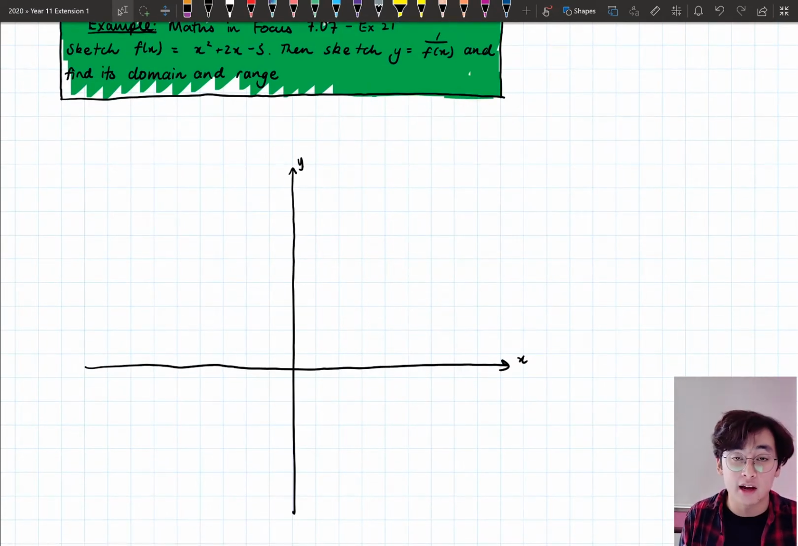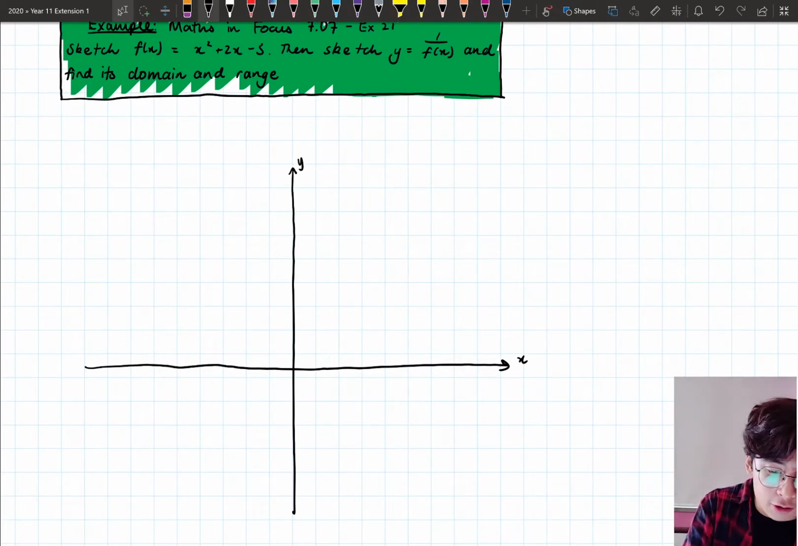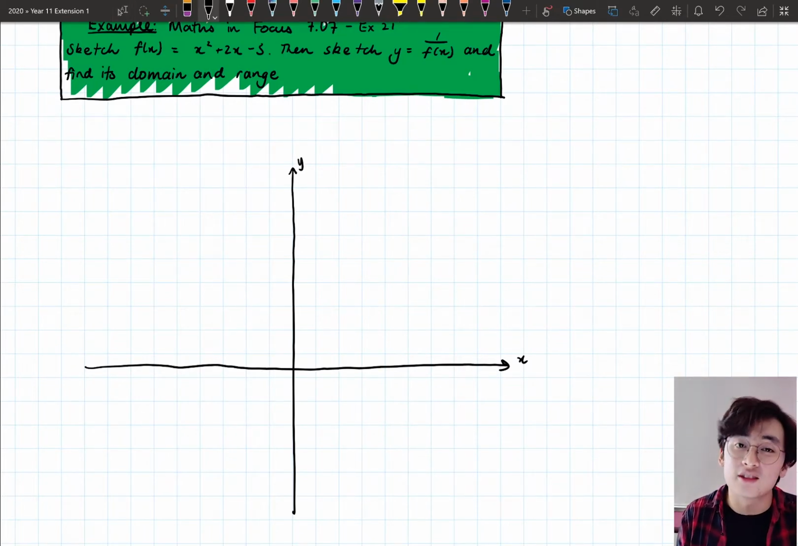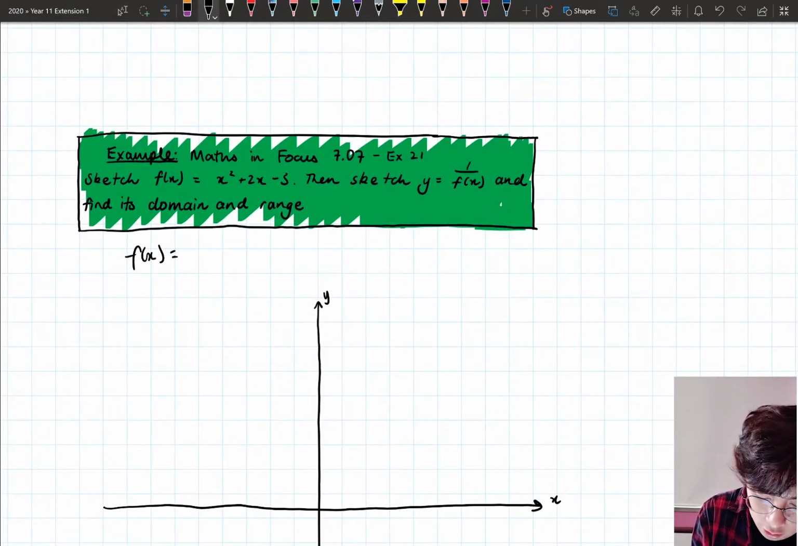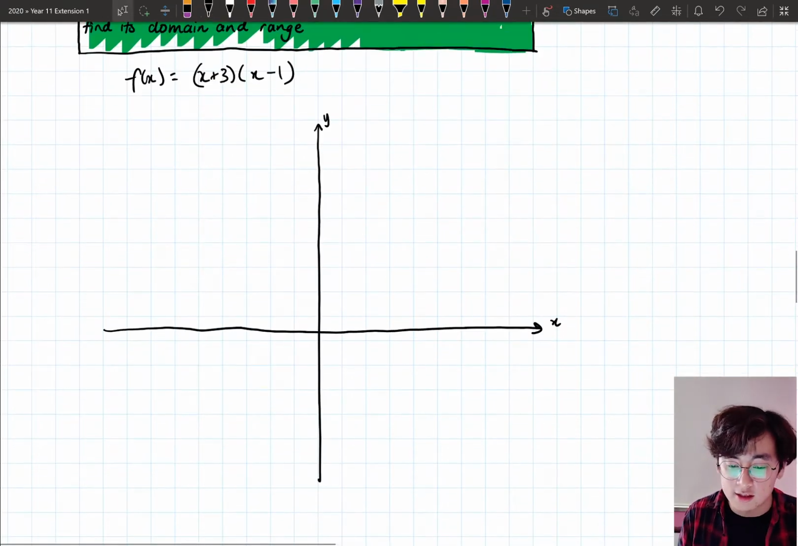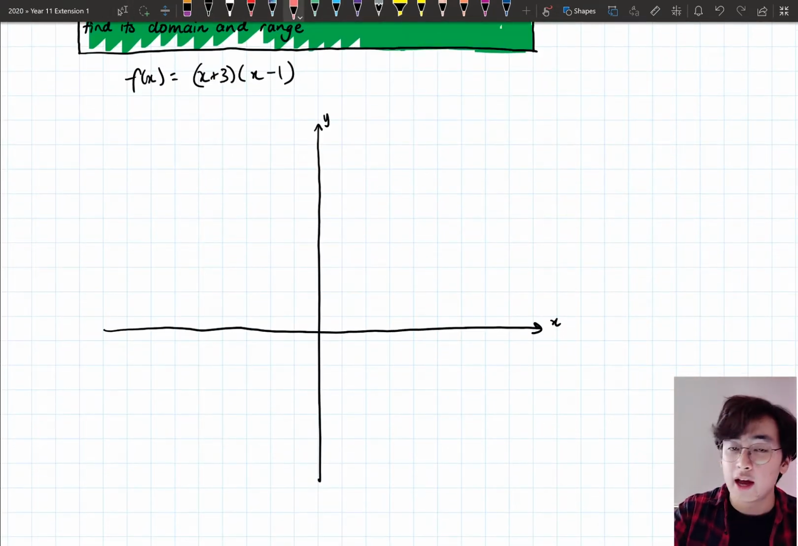So I've got my Cartesian plane down below. I'm going to quickly go through sketching this f of x because we've already done this. This is sketching a quadratic. And so f of x is equal to x plus 3, x minus 1. And so I've got two x-intercepts at -3 and 1. I'm going to just check my notes.